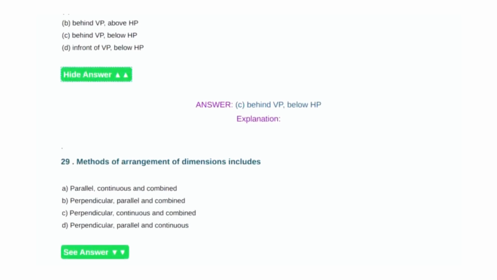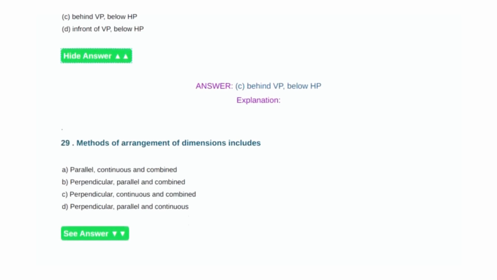Methods of arrangement of dimensions include parallel, continuous, combined, and perpendicular. Option A.